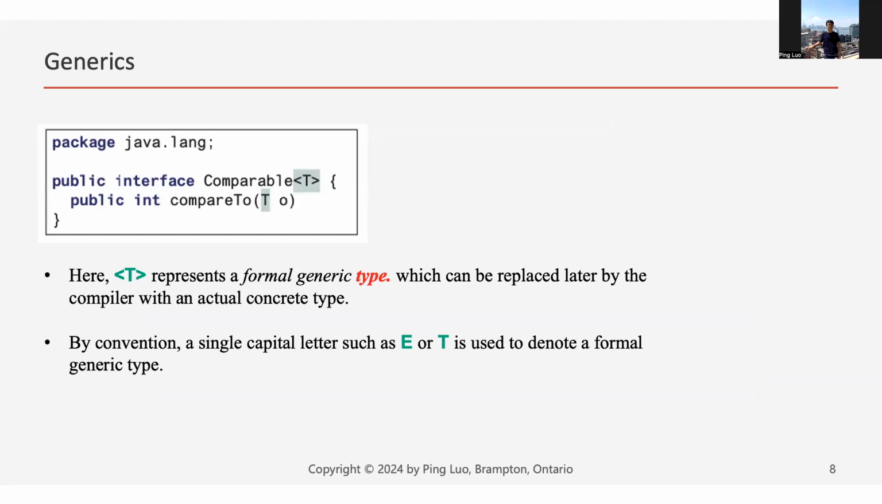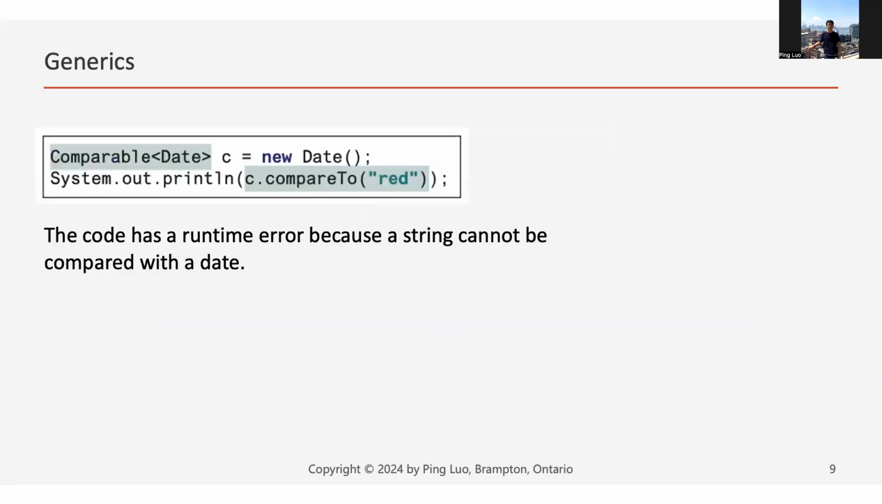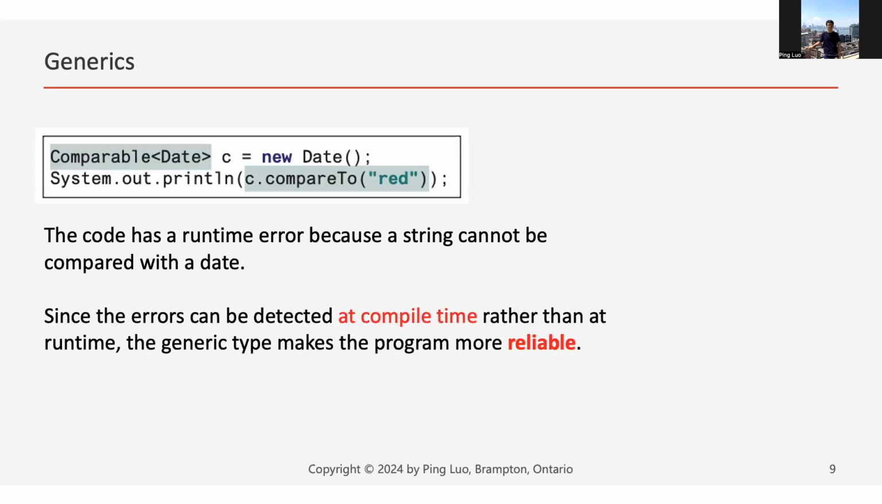Another example, we can define a method using Comparable to compare two elements. If we define the method this way, with Comparable and a Date type inside, and we input a string into it, it will report an error at compile time. So this way also our code is reliable.